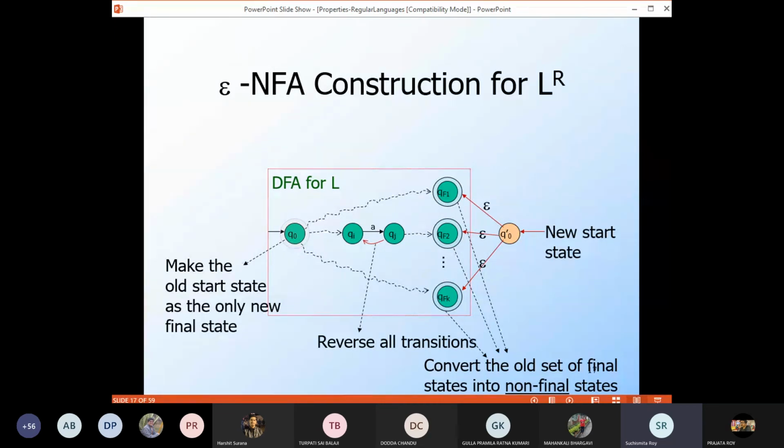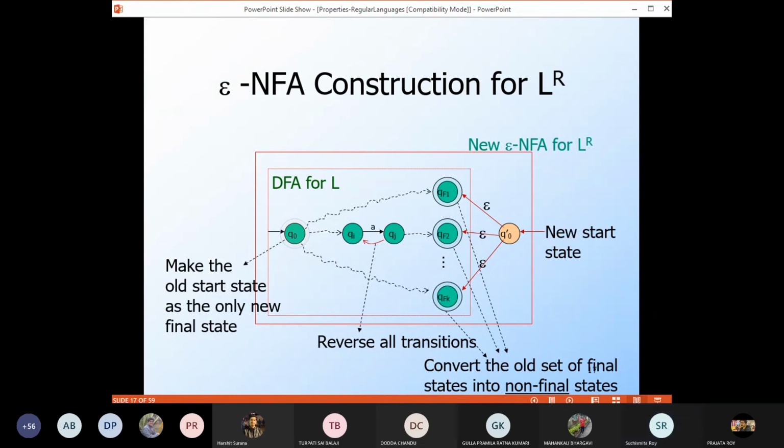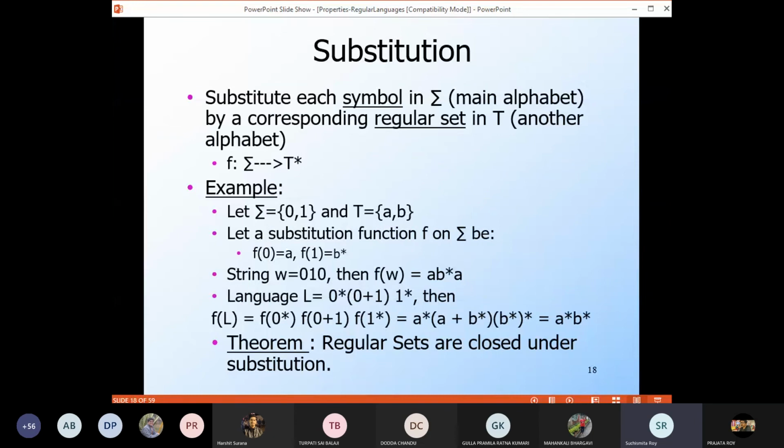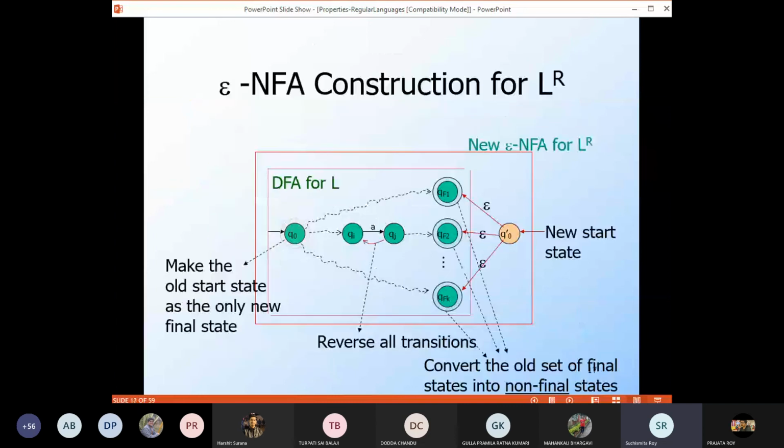So this is now the finite automaton, an epsilon NFA, for L reversed. Is this construction clear to all of you? I think you are beginning to understand how we can work with finite automata to get different languages. Substitution onwards, we will continue in the next class, which is going to be next Tuesday. So we'll stop here today.